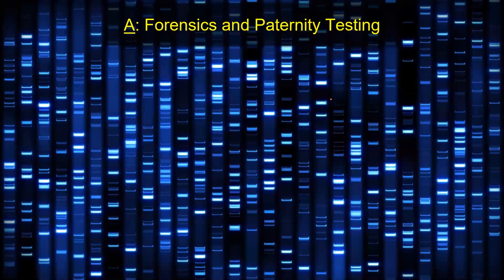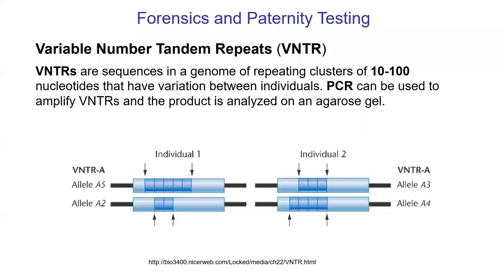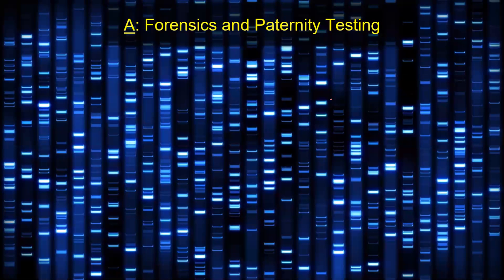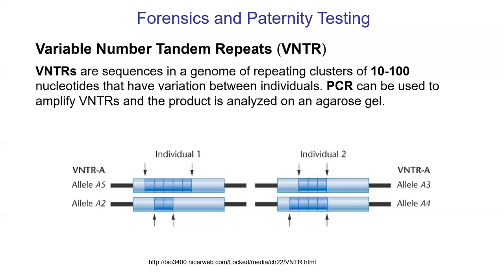So first part, let's talk about forensics and paternity testing and how that might work. By forensics, by the way, we're talking about crime scene stuff. So you may have seen some of these things done in movies. Paternity is where you're testing to see is somebody the dad or not, kind of thing, right? So forensics and paternity testing make use of something called VNTR. Sometimes it's called VNTR testing.